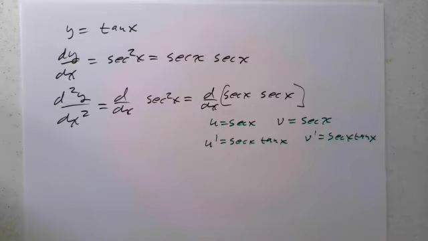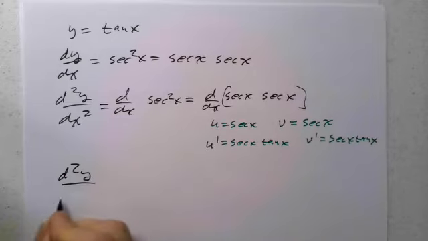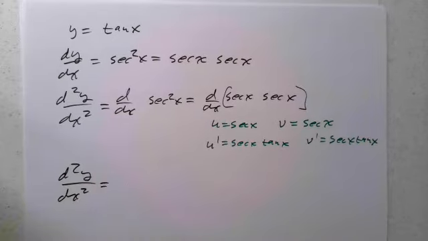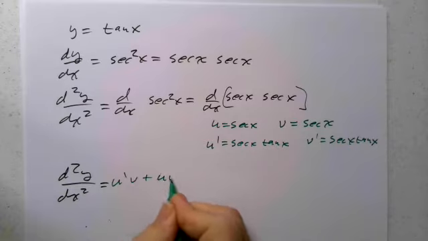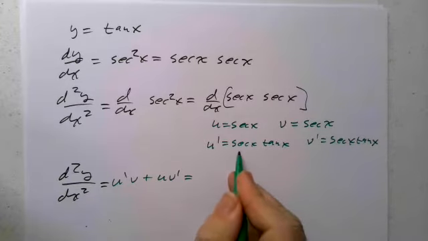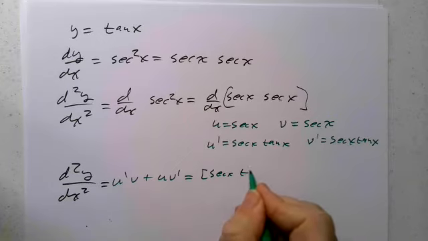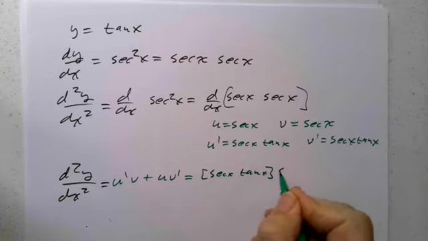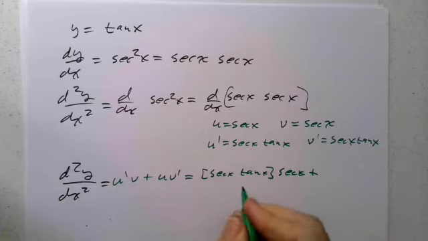So if we're here then, what will we say? We would say d2y dx2 is u prime v plus u v prime. So u prime v, sec x tan x times sec x, plus u v prime, sec x times sec x tan x.